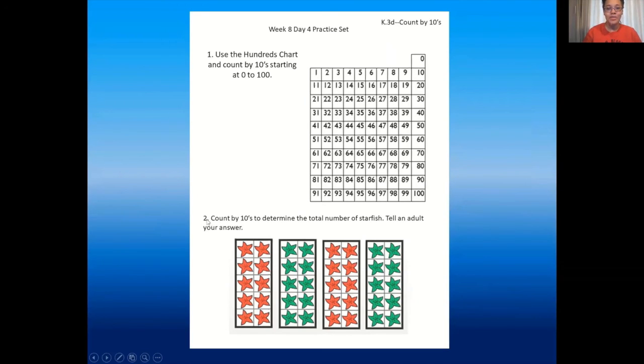All right, number 2, you're going to count by tens to determine the total number of starfish. Tell an adult your answer. Answer or show what the total number is. So you're going to count up your starfish using your 10 frames and tell an adult what the total number of starfish is for number 2.